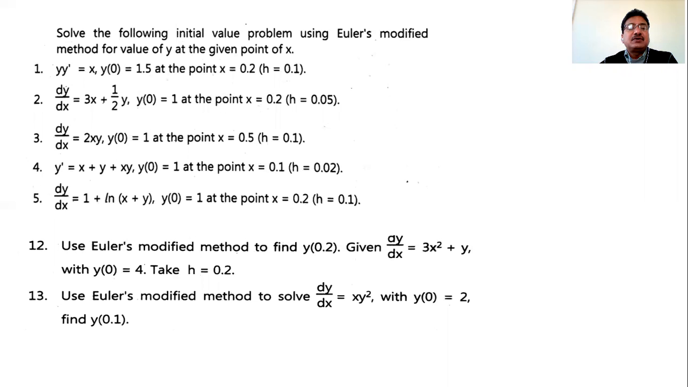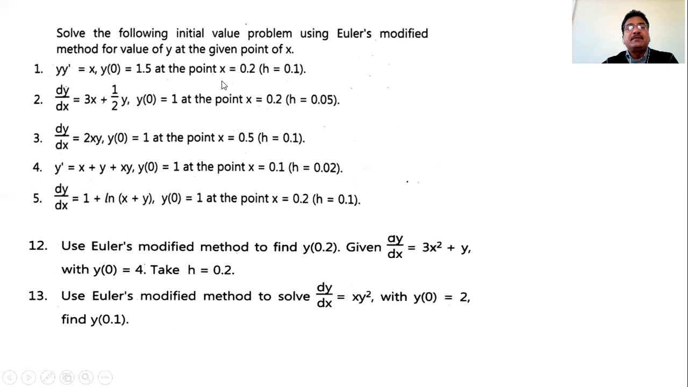Solve these examples by Euler's modified method, taking h as 0.1. If there is an instruction about h, then take that h. So here y0 is 1.5, meaning x0 is 0, and we have to find the value at 0.2 by taking h as 0.1. First find y1, the value of y at 0.1, and then the value of y at 0.2. First find the value of y1 by using Euler's method, and say it is y1,0.